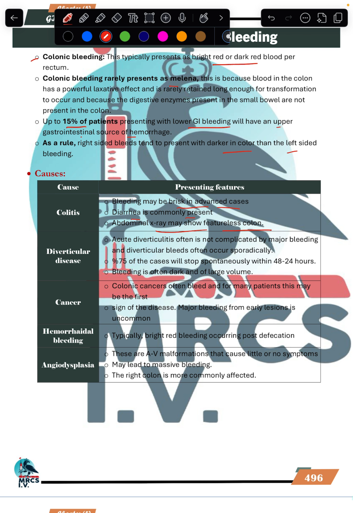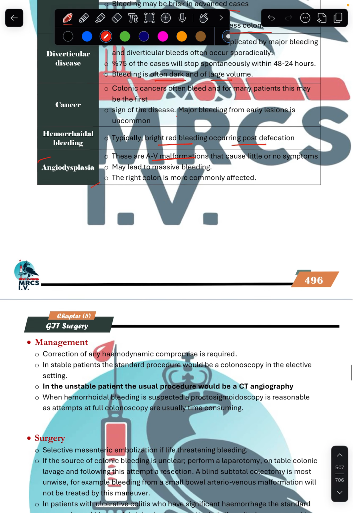Most often the source is the colon. Diverticular disease is a common cause of major bleeding. Diverticular disease often occurs sporadically. Bleeding is often dark and in large volumes. Colonic cancers may bleed, and patients show signs of disease. Hemorrhoidal disease gives bright red blood after defecation. Angiodysplasia, AV malformation, as in syndromes like Heyde's syndrome, can cause bleeding.